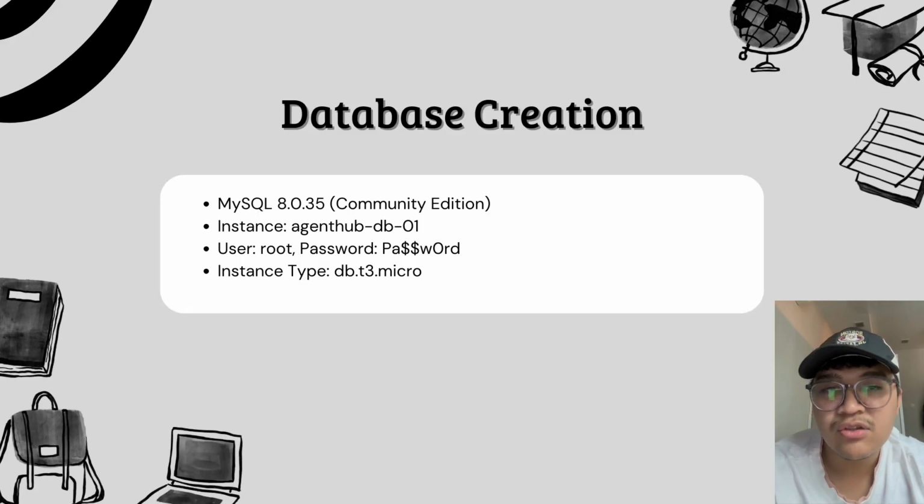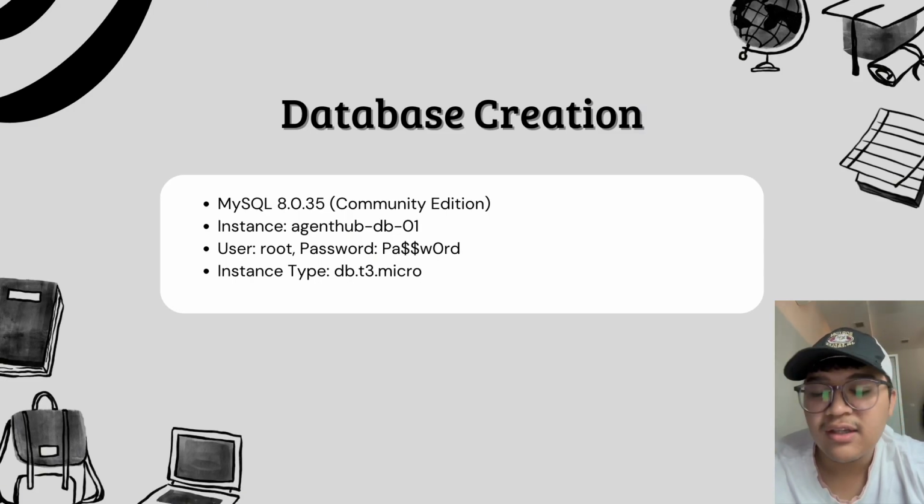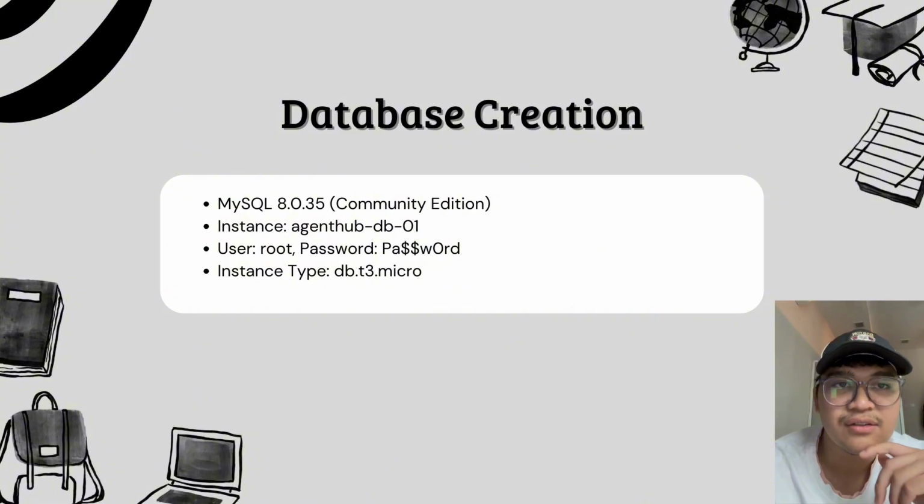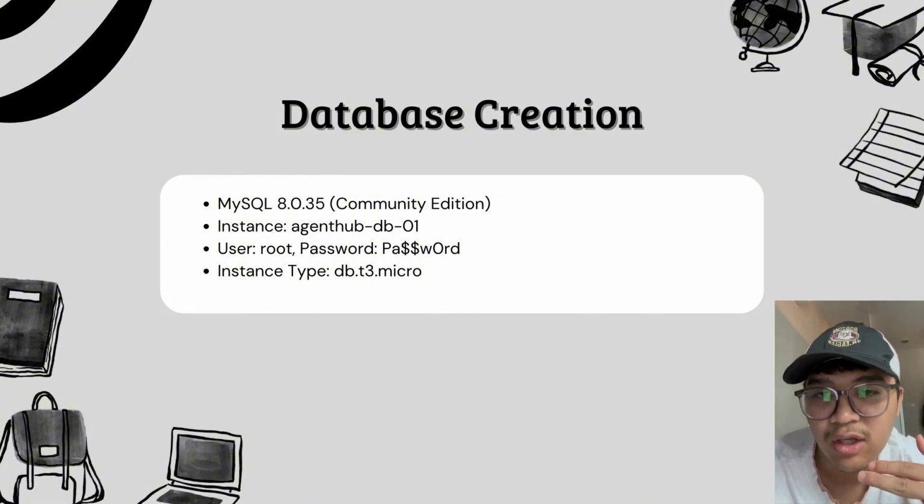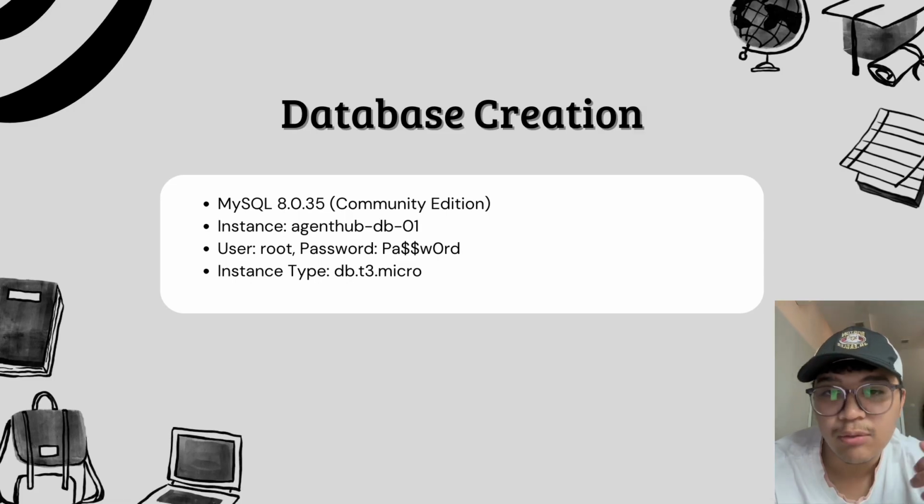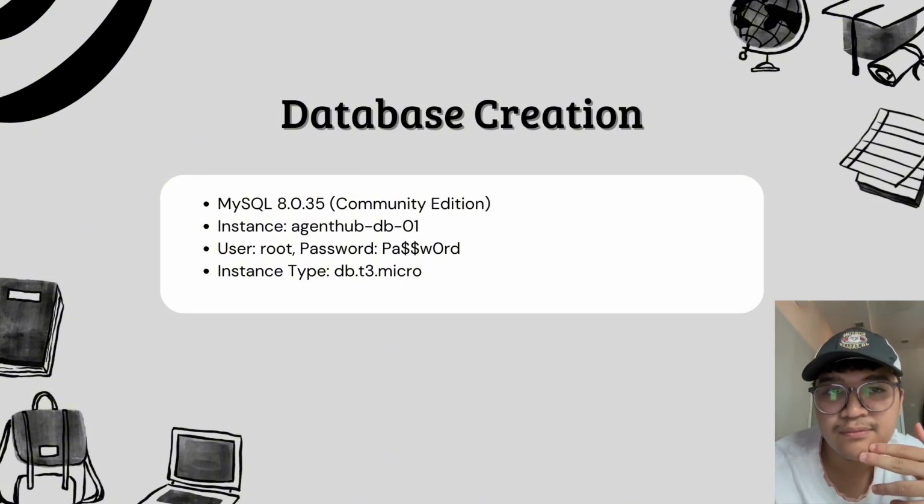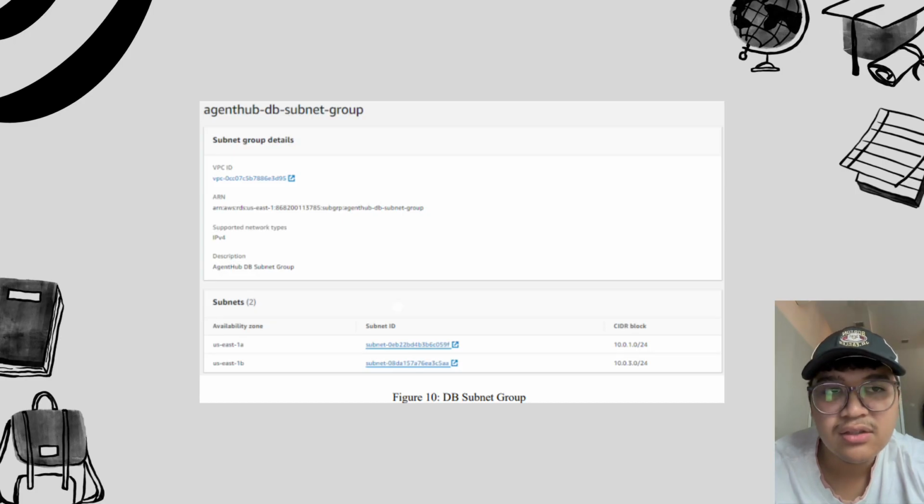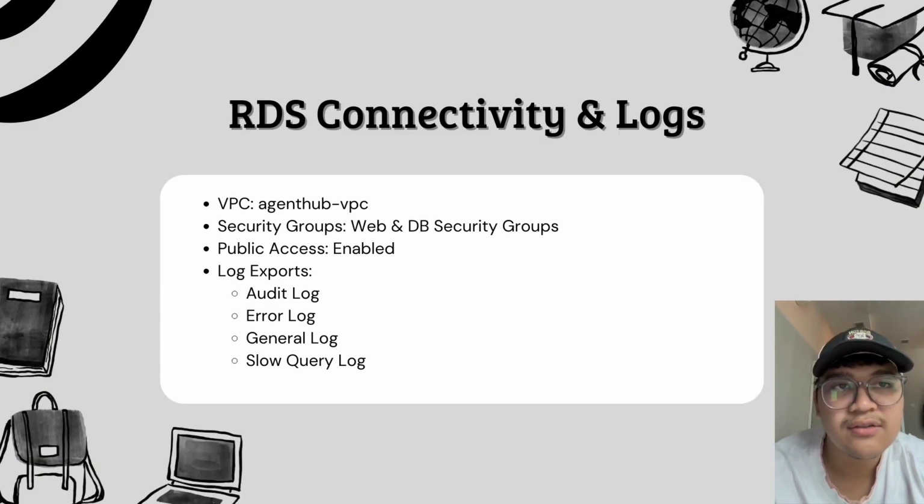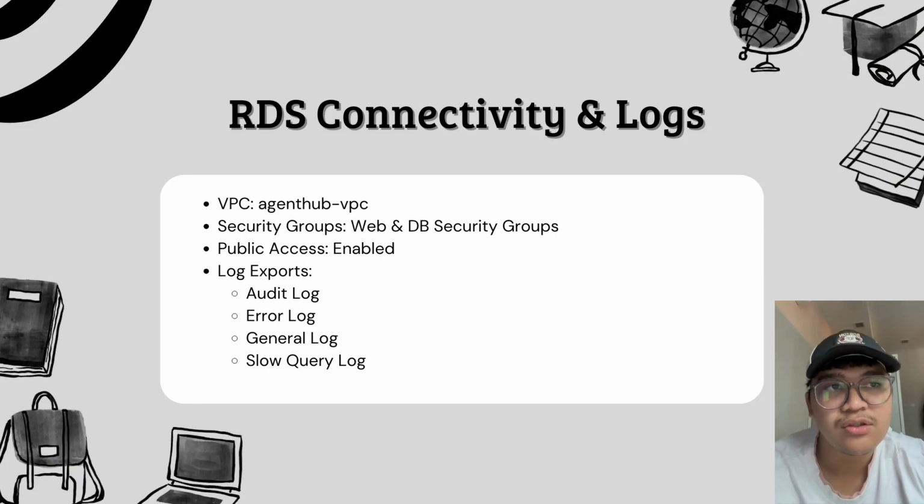Okay, next is database creation. For database setup, we deployed MySQL as our preferred engine. For the RDS instance details, the database version we used is MySQL 8.0.35, which is the community edition. For the instance name, we used agenthub-db-01. For credentials, the username is root, and the password is secure. The instance type is db.t3.micro.